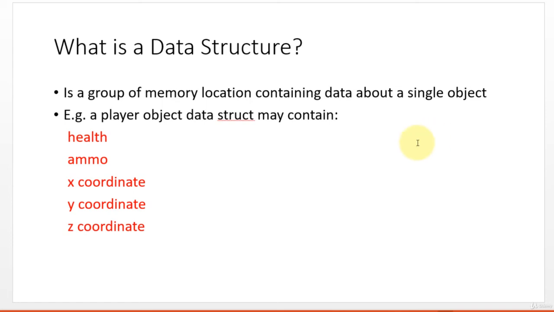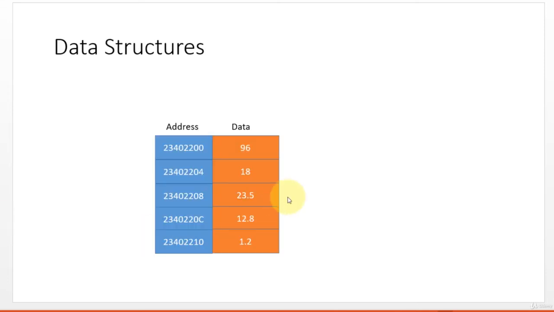For example, you have players, you have enemies, and so on. Those are entities. So for example, a player object data structure may contain health, ammo, x coordinate of the player, y coordinate, and z coordinate. Now, to look at it from the perspective of memory, this may be what you could see.